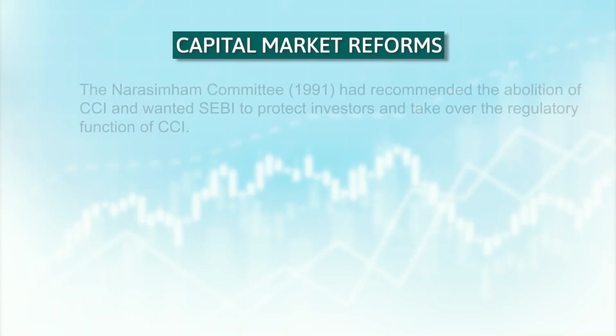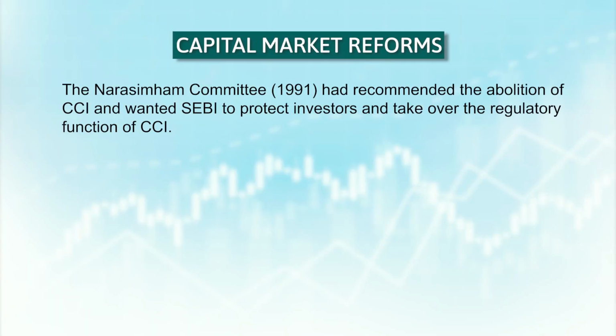It starts off with the abolition of the controller of capital issues. The Capital Issues Control Act of 1947 governed capital issues in India. The capital issues control was administered by the controller of capital issues, or the CCI. The Narasimham Committee of 1991 recommended the abolition of CCI and wanted SEBI to protect the investors and take over the regulatory function of the CCI.